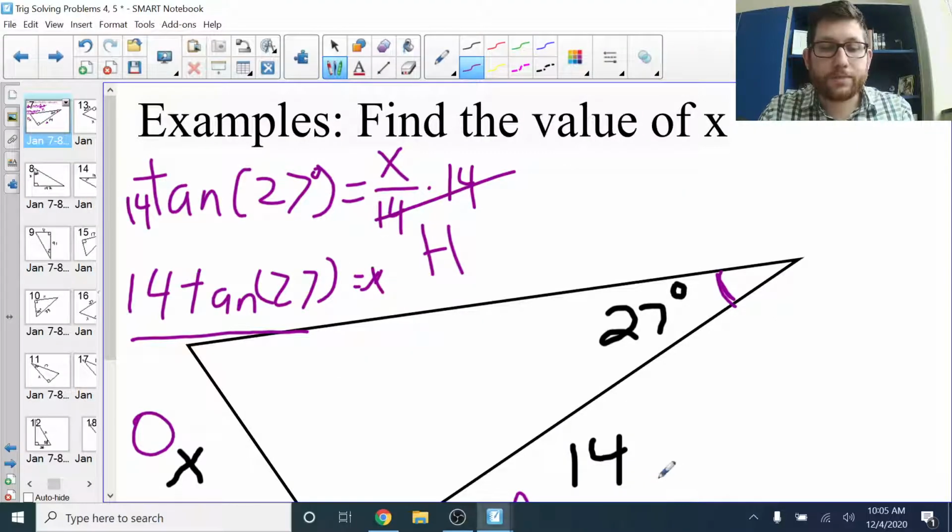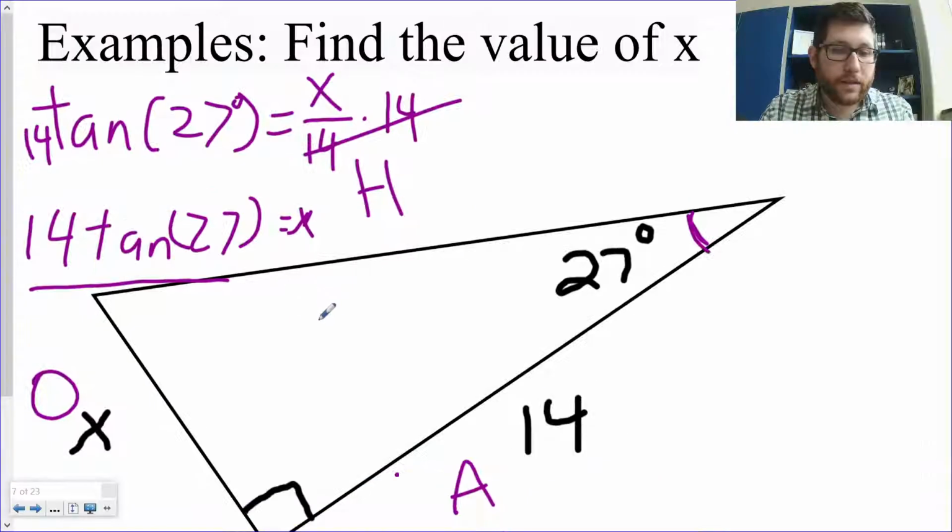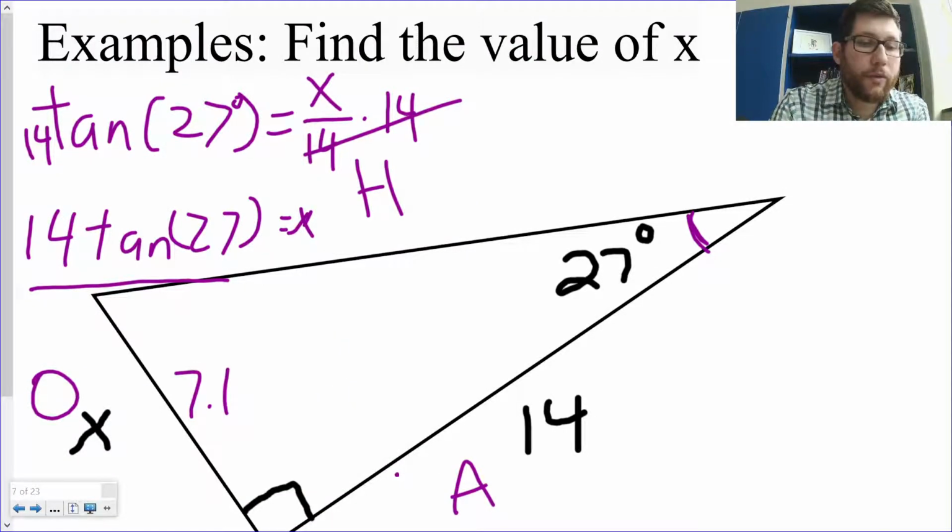Let's make sure our answer makes sense. I got 7.13, so I'll say 7.1. Does that make sense within this problem? If this A side is 14, the O side is 7, that seems to be reasonable based off the picture. You can't tell for certain, and since we're always going to get these weird decimals, it's good to look at your picture to make sure it makes sense.